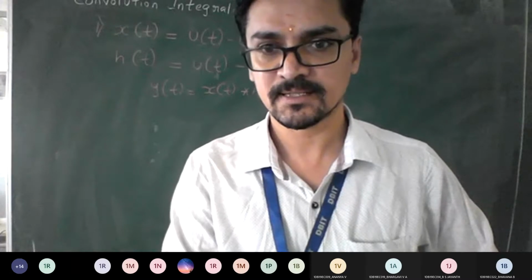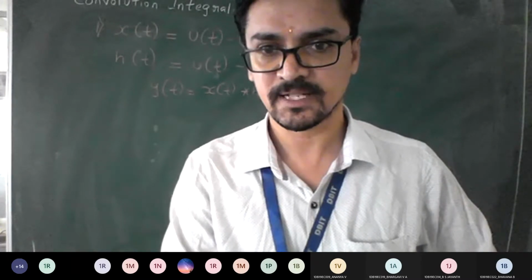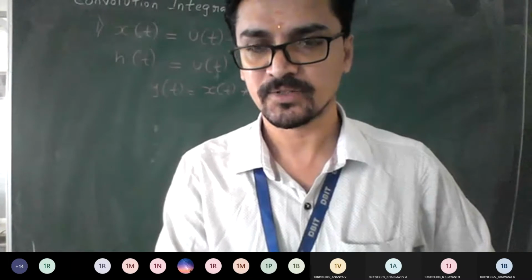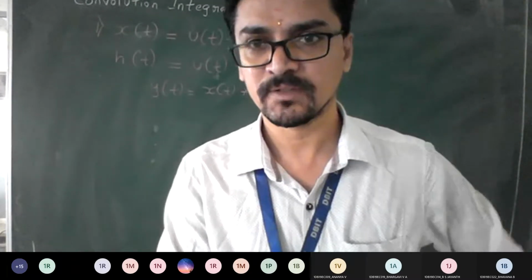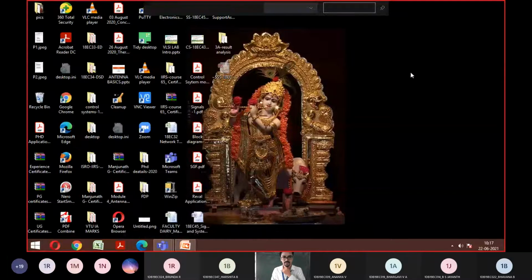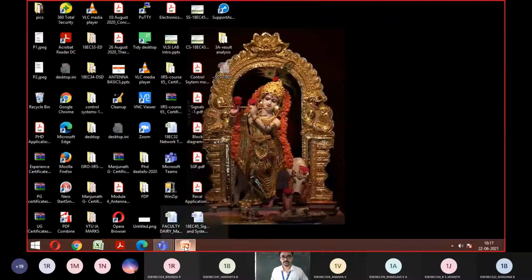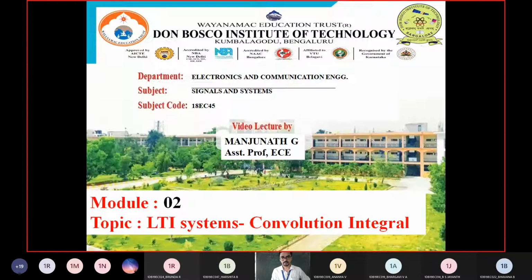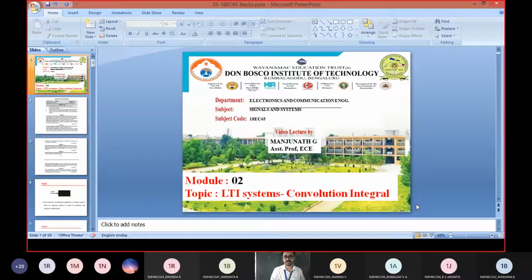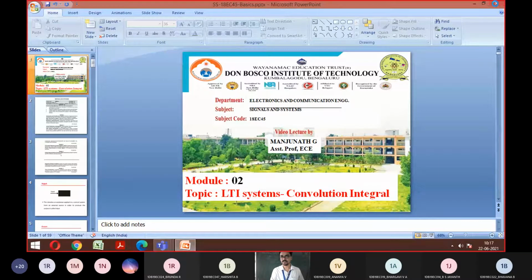So I think in the last class we started the LTI part, convolution integral. I think we have solved 2 problems. So we'll proceed with the things. We'll try to understand a few more problems, then we'll move on to your convolution sum. So any doubts anyone with the previous convolution integral problems you can ask, or else let me proceed with the next problem.